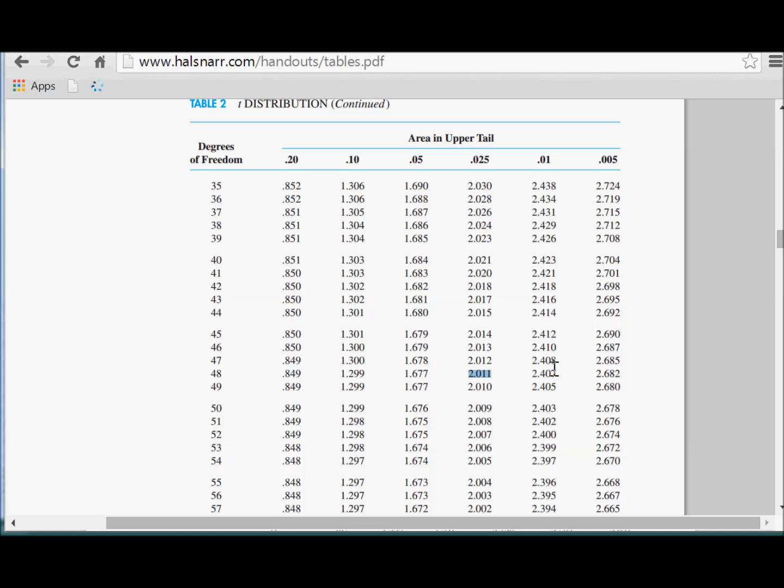Now again, why does it need to be a little bigger? Why does the T value need to get bigger and bigger and bigger as the sample size gets smaller and smaller and smaller?